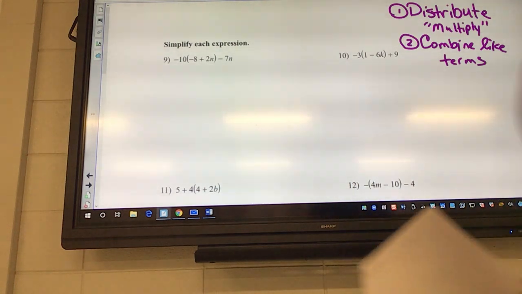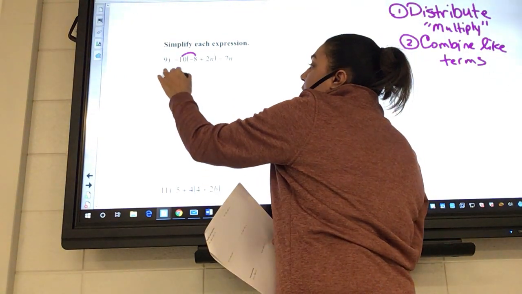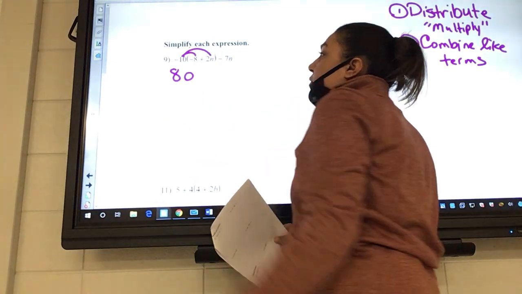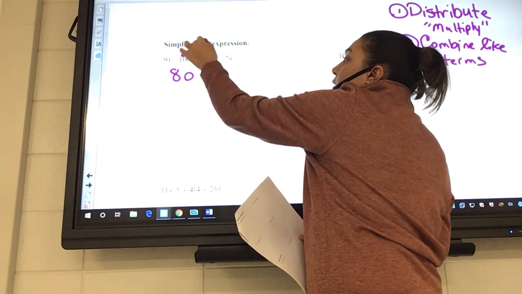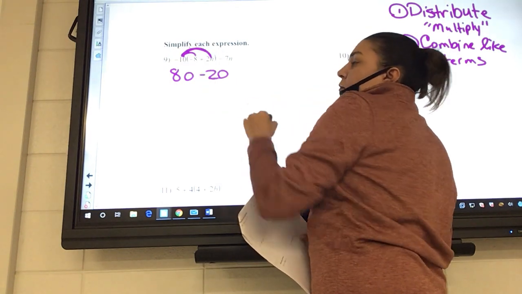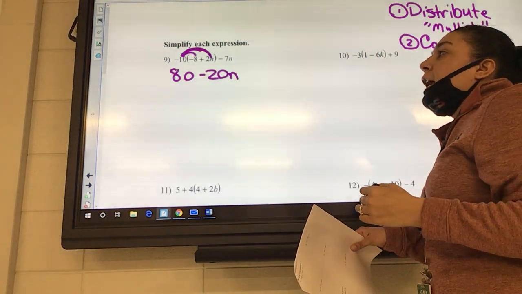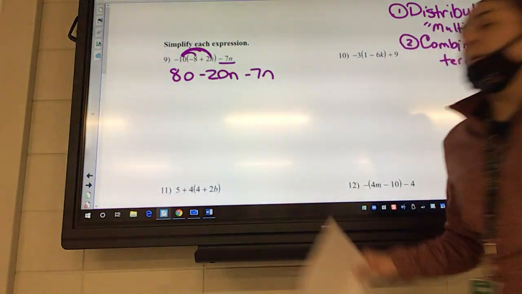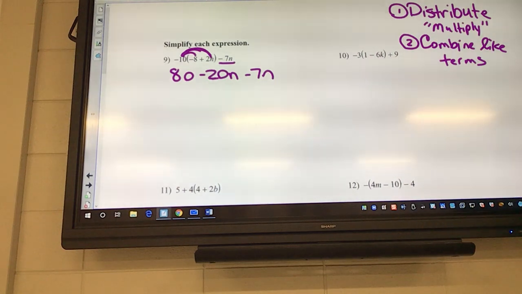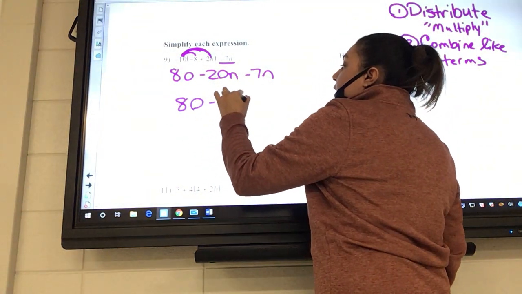Okay, so it's gonna be negative 10 times negative 8, positive 80. Negative 10 times 2, negative 20n. And how many n's do we have from here to here? 1. Is that an h? No, it's an n. And then this other one that's hanging out, you just drop it down, so minus 7n. What can we combine? The n, so I got a negative 20 and a negative 7 to give me what? So it's gonna be 80 minus 27n.